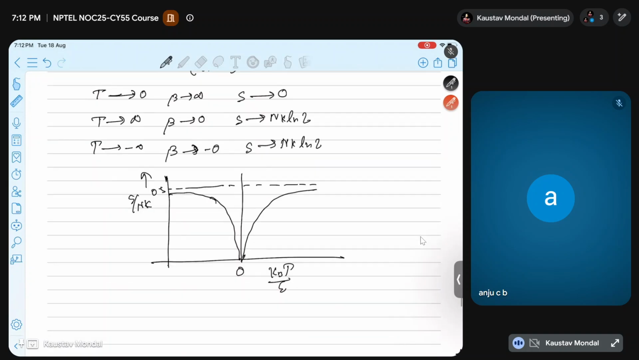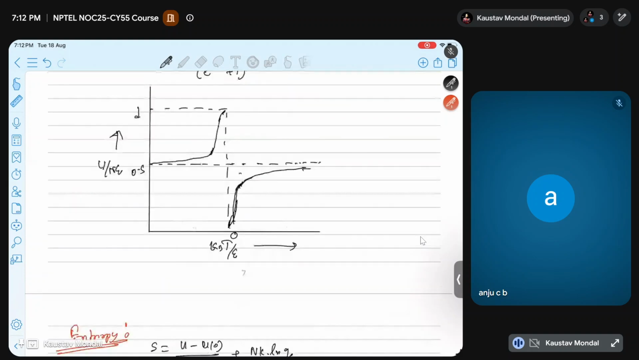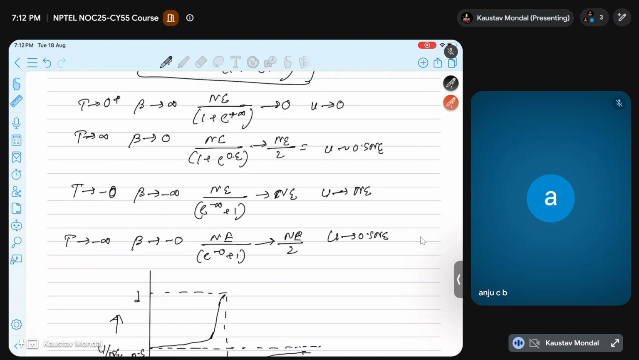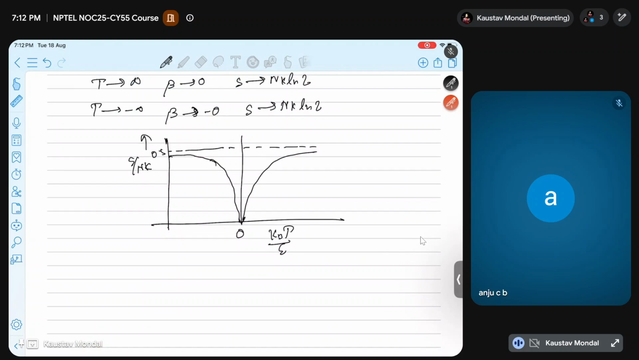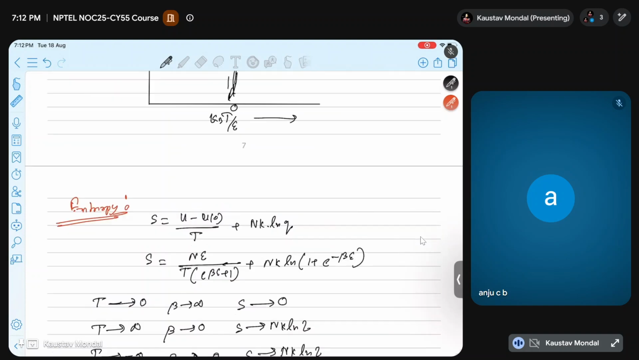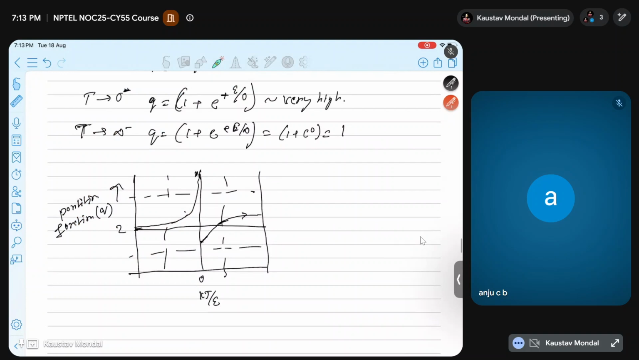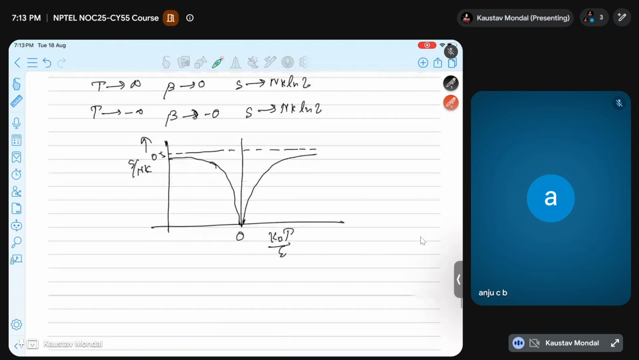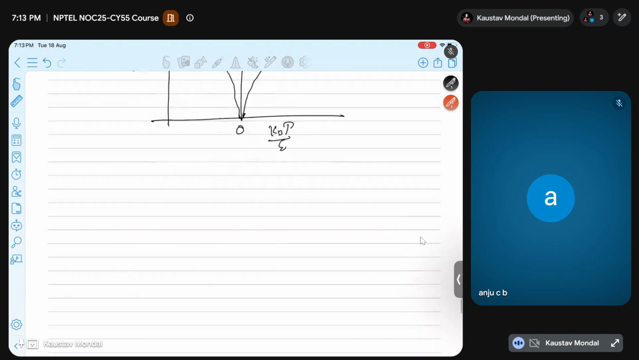Compared to the previous behavior of the curve for other thermodynamic quantities, here for the case of entropy, this curve remains continuous. The entropy remains continuous at T equal to 0, which is not the case for the internal energy, where there is some discontinuity at T equal to 0. Similarly for the partition function there was a discontinuity, but for the entropy you can see the curve remains continuous. This is one of the properties. Let me write it.